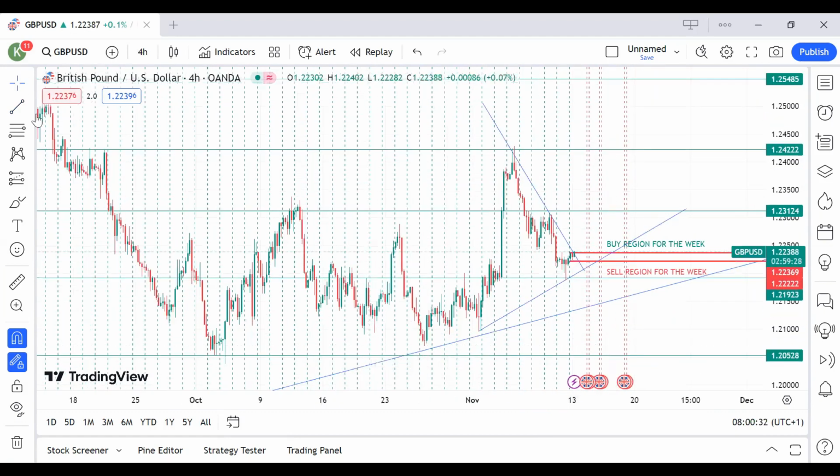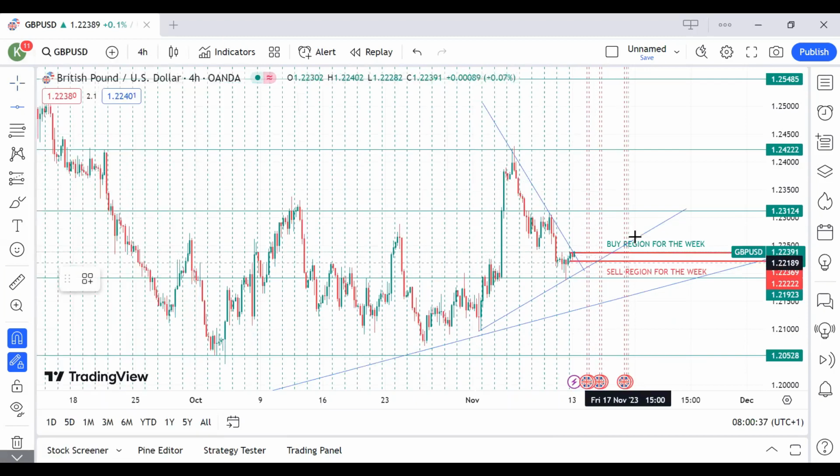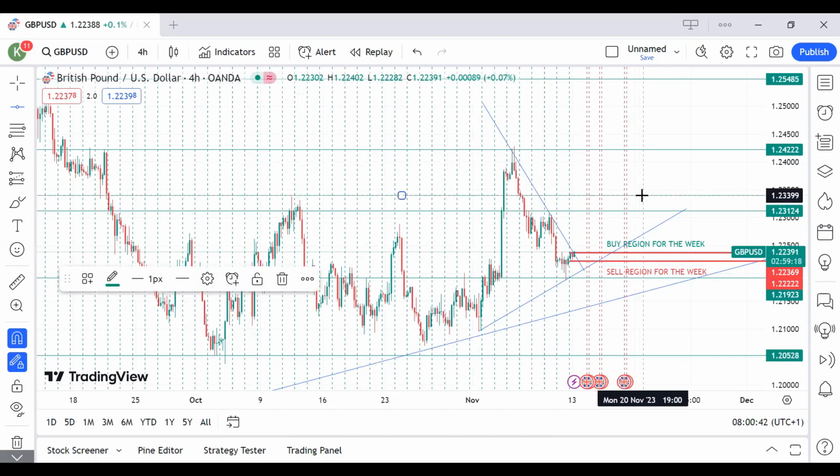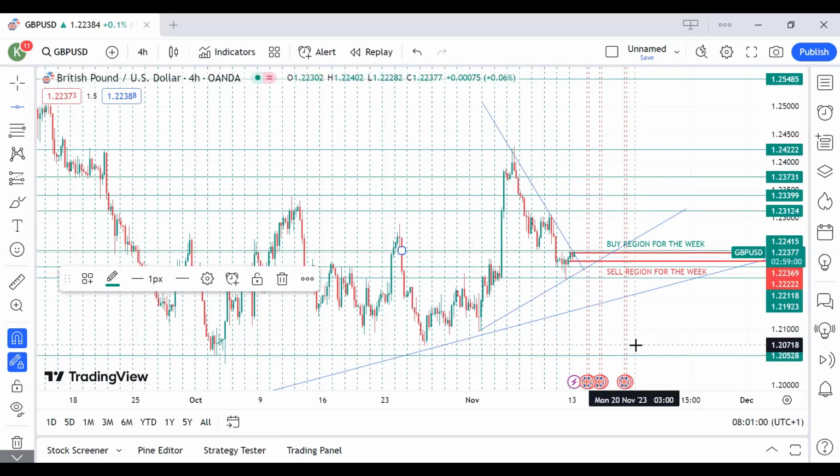The next one will be the price action lines. Just want to take this one, and I'll take this. I'll take this. I'll take this. Take this. Take this.